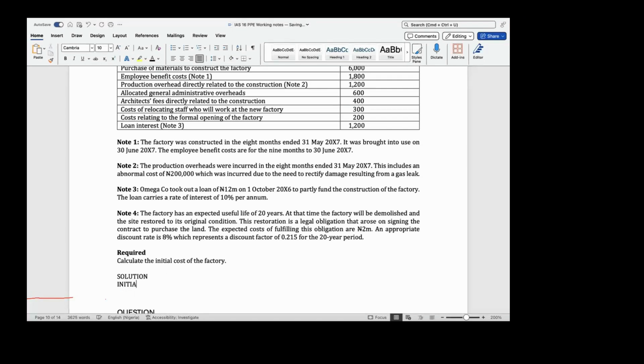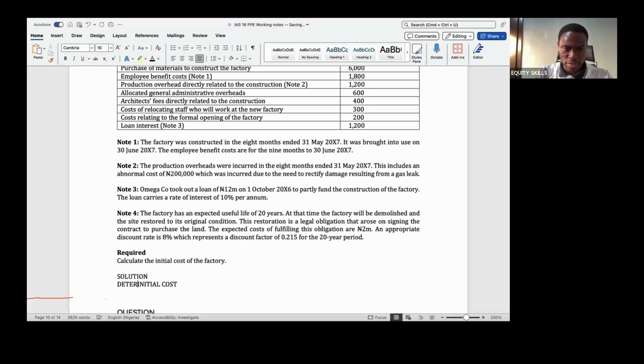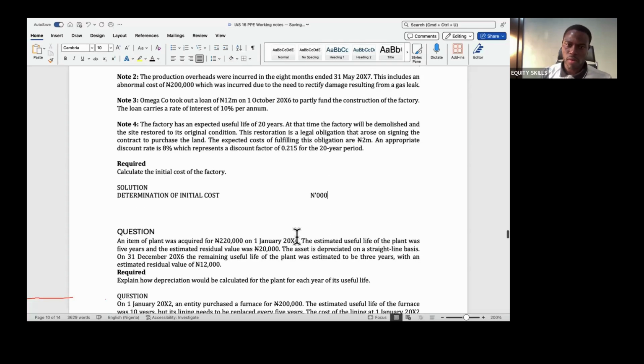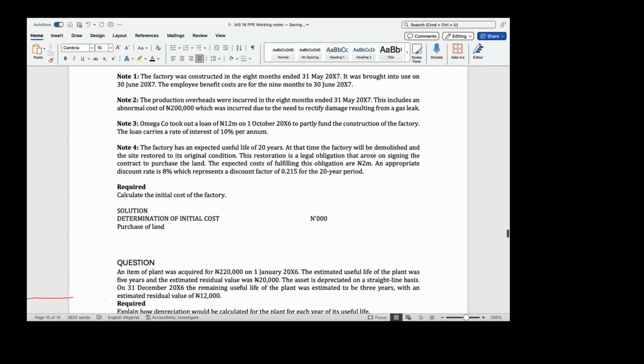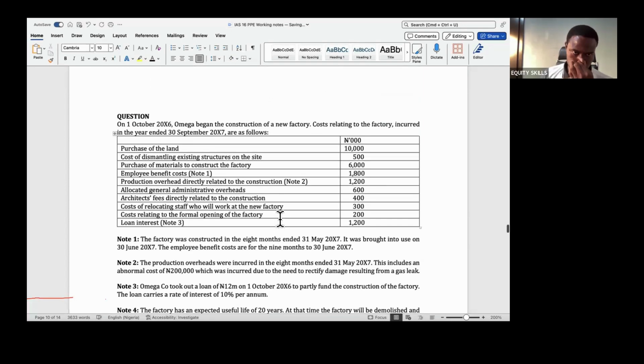Yes, sir. Okay. It should be capitalized. So in determination of initial costs, as we are deciding, we can be putting it there. So we said purchase of land. How much was it? 10,000 naira. We said it should be capitalized.